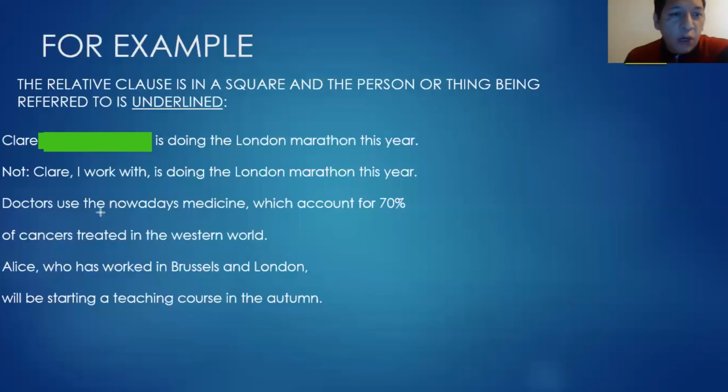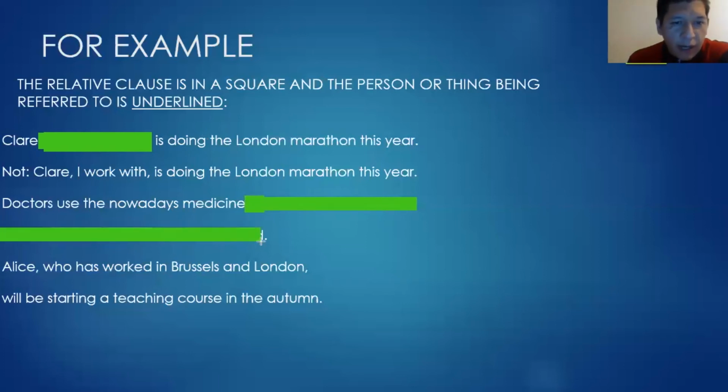It says in here, doctors use the nowadays medicines which accounted for 70% of cancers treated in the Western world. Now, if I say, doctors use the nowadays medicine, finishing in here, and then we have the period. Always remember to have the period. Doctors use the nowadays medicine. They are using it. It's good information, and it's not necessarily the extra information. So if we remove it, nothing happens. The sentence still has logic, a sense, is real, no problem, okay?